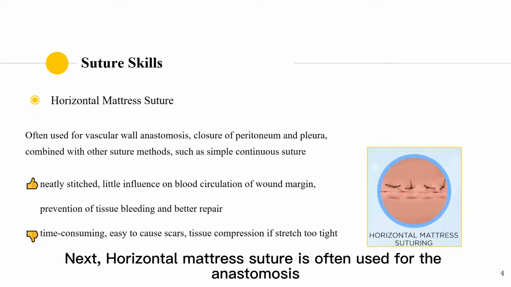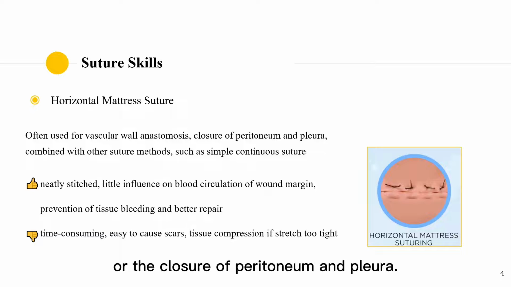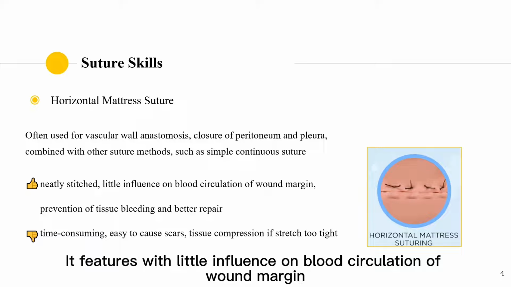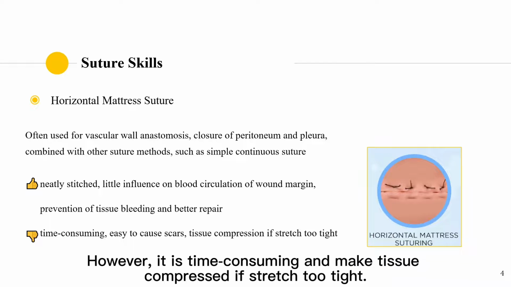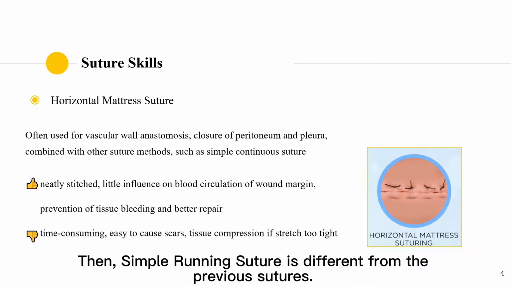Next, horizontal mattress suture is often used for the anastomosis of the vascular wall, or the closure of peritoneum and pleura. It features little influence on blood circulation of the wound margin, and prevention of tissue bleeding and better repairs. However, it is time-consuming and makes tissue compressed if stretched too tight.